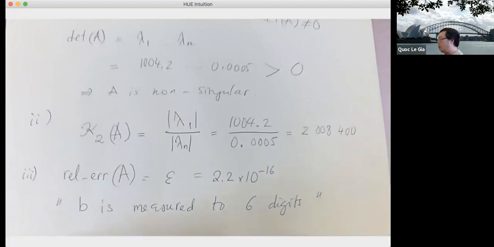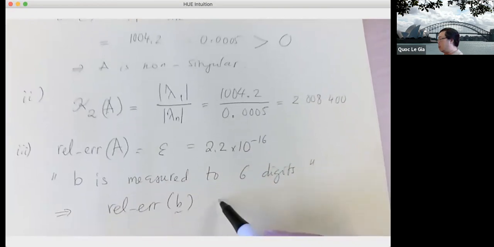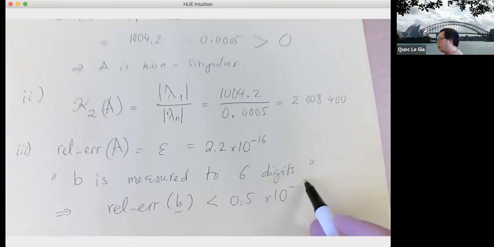So this just means that the relative errors in B is less than 0.5 times 10 to the minus 6. Okay, so 6 digits, 10 to the minus 6. If you have 7 digits, then you have 10 to the minus 7.